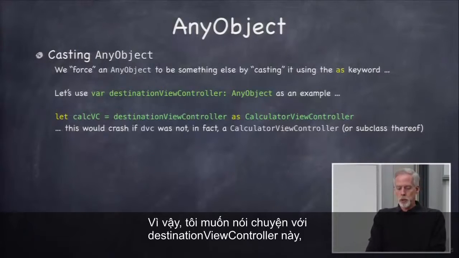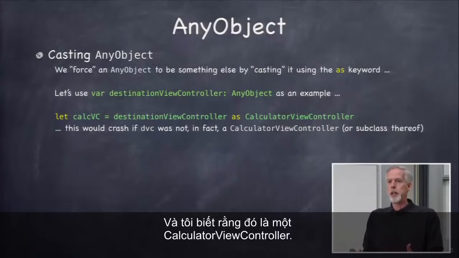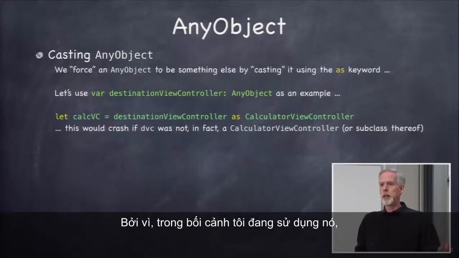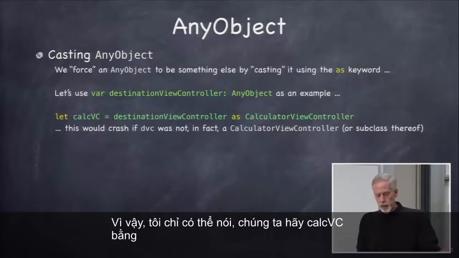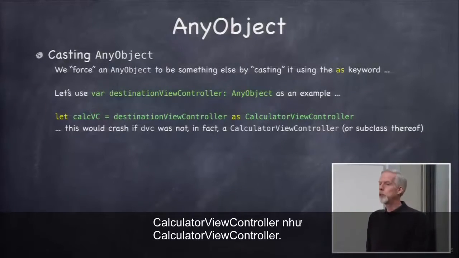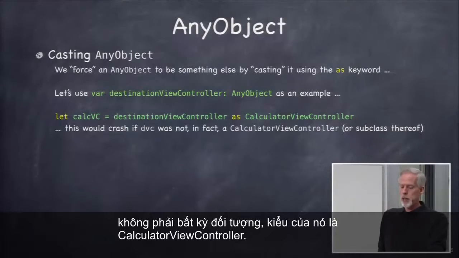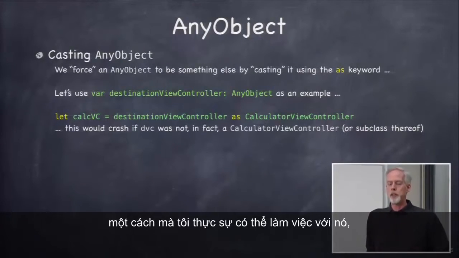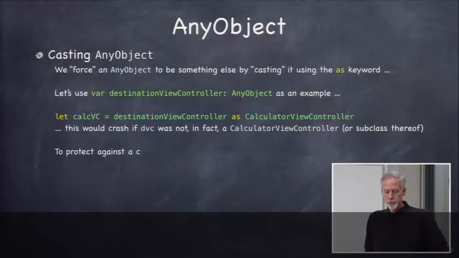So I want to talk to this destination view controller, which is any object, and I know that it's a calculator view controller. And if it's not a calculator view controller, my program should probably crash because in the context I'm using it, I want it to be that. Okay? So I can just say let calc VC equals destination view controller as calculator view controller. And now calc VC, this new constant, its type is not any object. Its type is calculator view controller. And so now I've gotten hold of that any object in a way I can actually do things with it. And I can send messages, calculator view controller messages, to calc VC.